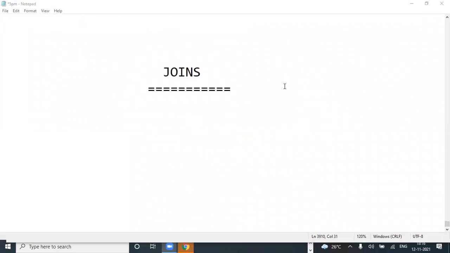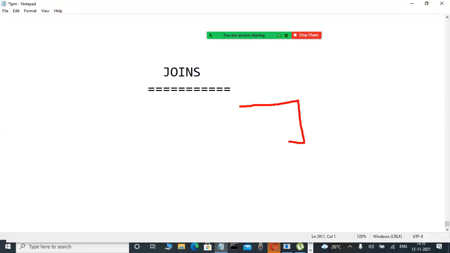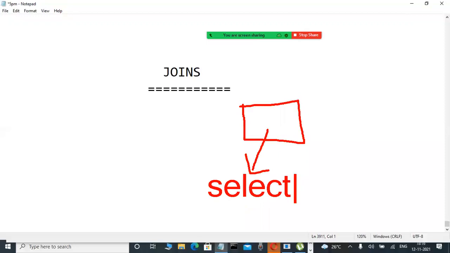CL means nearest greatest integer. Okay. Now joins. What is joins? Very important. Up to today we are retrieving data from a single table only. From that single table we are writing small queries, just a select statement.